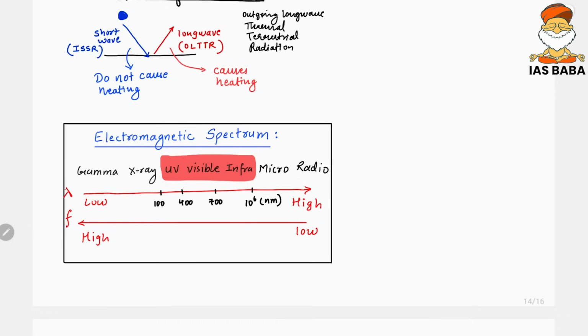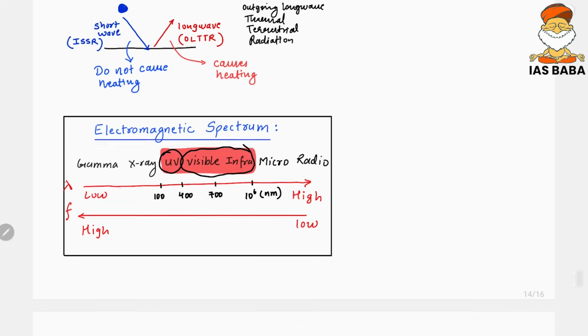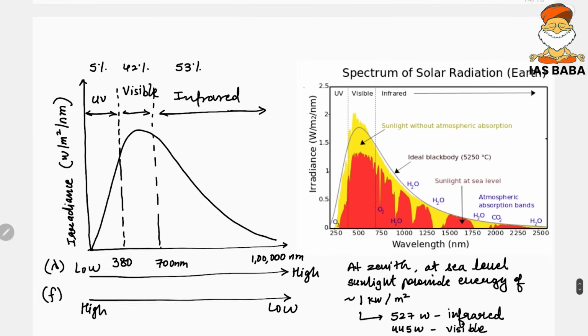Okay, what reaches the surface is mainly the visible and the infrared radiation. Only 5% of UV radiation reaches the earth. So we mainly have visible radiation and infrared radiation. Here you can see it is only 5% UV radiation, visible radiation is 42%, and 53% is the infrared radiation.